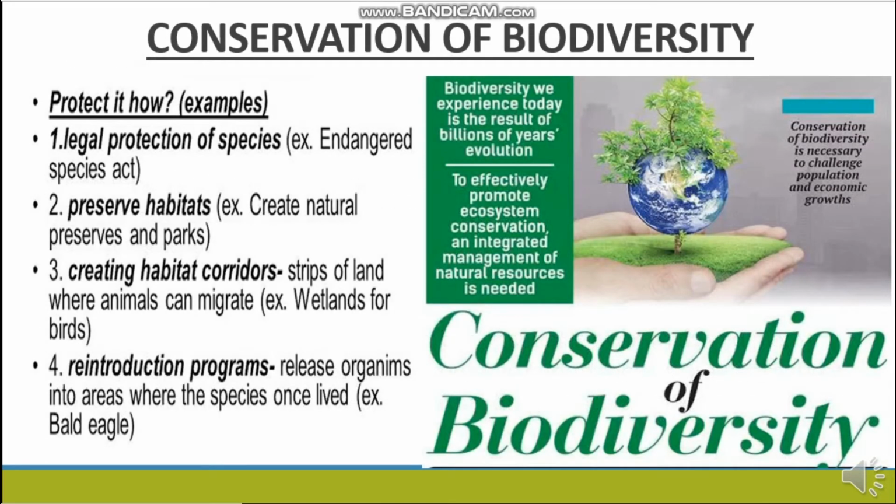Students, now the question arises: how do we protect biodiversity, or how do we do conservation of biodiversity? The first point is legal protection of species, for example, of endangered species like the Indus dolphin, which is a blind dolphin. It is an endangered species in Pakistan. Preserve its habitats, creating natural preserves and parks for different animals. Creating habitat corridors, that is strips of land where animals can migrate, like wetlands for birds. And the fourth point, which is not the last but the least, reintroduction programs. Here organisms are released into areas where species once lived, for example the bald eagle.